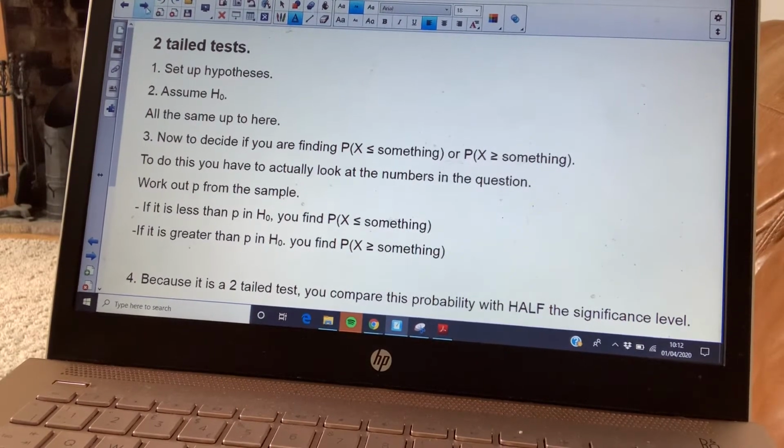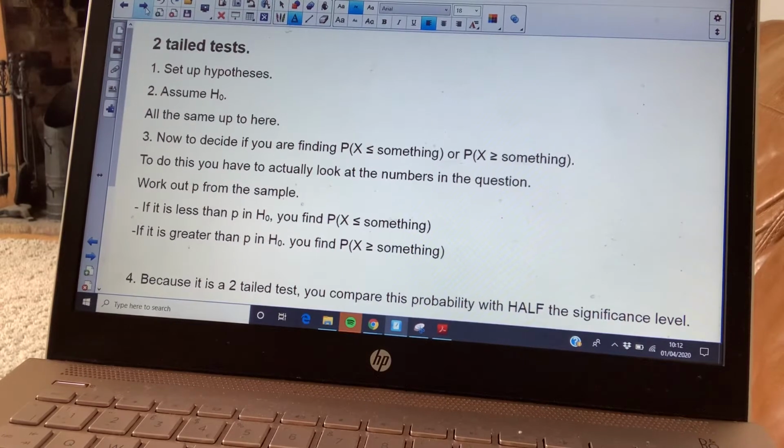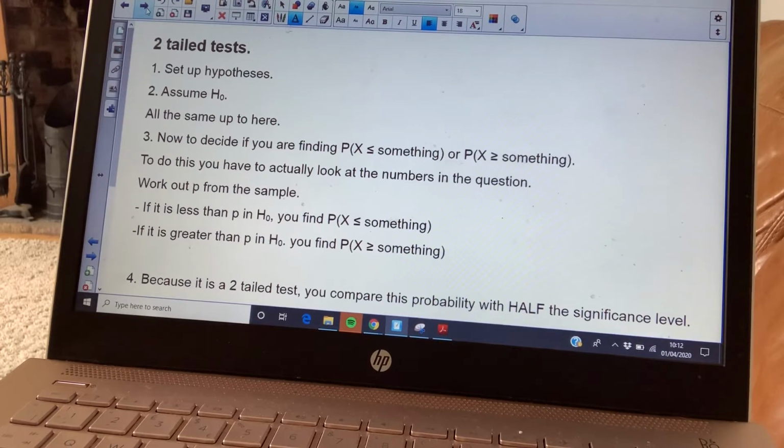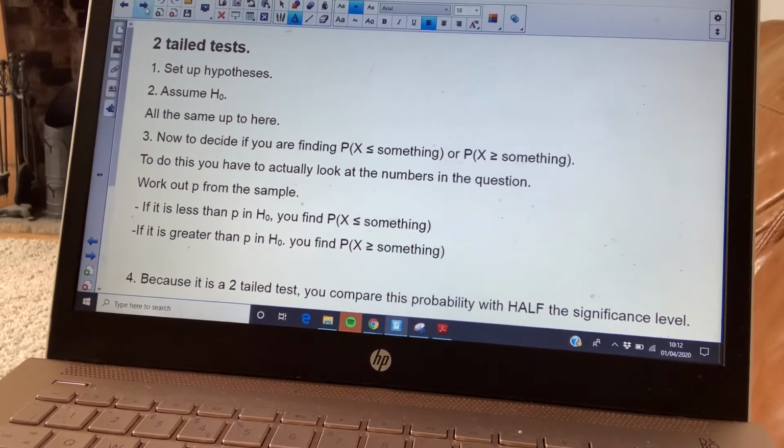What you've now got to do is decide whether you find the probability of X is less than or equal to something, or the probability of X is greater than or equal to something. You know it's got to be one or the other. To do this, you look at the actual numbers in the question from your sample. So you look at what's been observed and you work out that proportion.